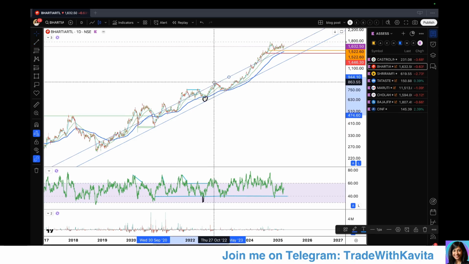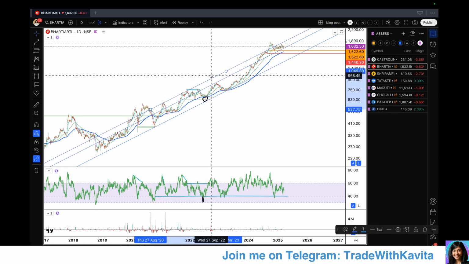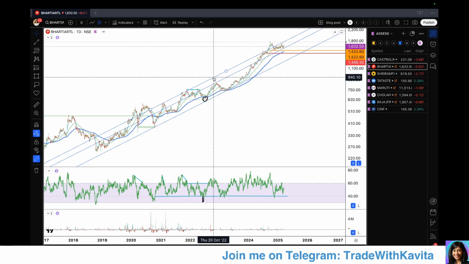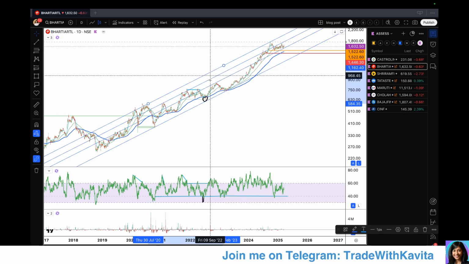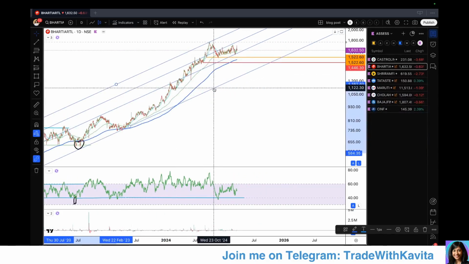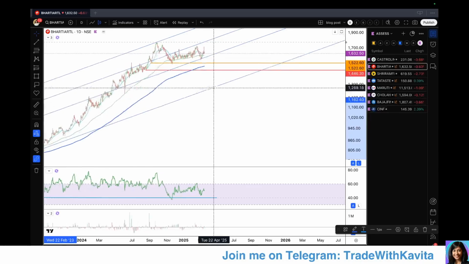That is also an act of a bit of trial and error. It doesn't come at once. You need to draw a few angles, draw a few lines, join few peaks and bottoms, and see which one makes the most intuitive sense.